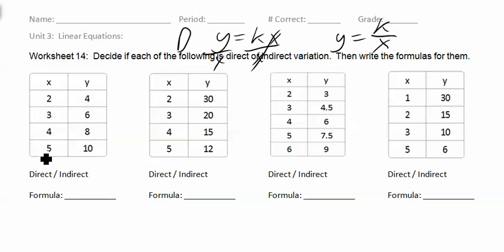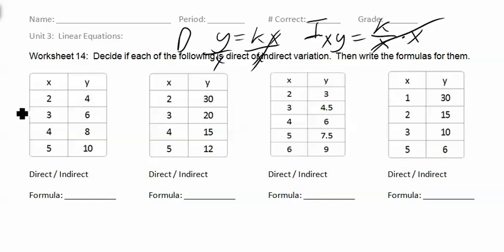Okay? If it's indirect, we need to solve for k, so opposite of division is multiplication. So k is always going to be x times y. So if the equation is indirect variation, then x times y is always going to be the same, and that's going to be k. And then we can write our equation. So let's take a look at this.